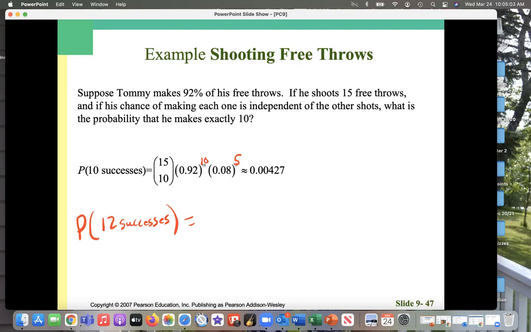And like I said, I don't know what the answer to this one is because I don't have it. Did we have that number? 0.08. Yeah. Okay, so it's actually more likely because 12 is closer to his percentage. 12 out of 15 is 80%. Is that right? Yeah, it is. Okay, so how would we do that? It would look like this: 15 choose 12, 0.92 to the 12th, 0.08 to the 3rd. That's how we would get that number right there.